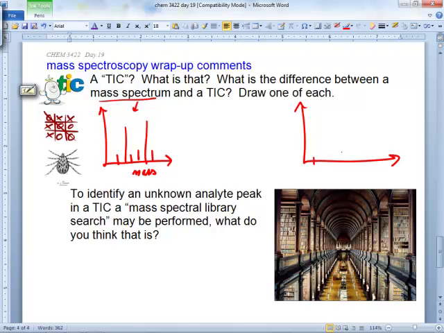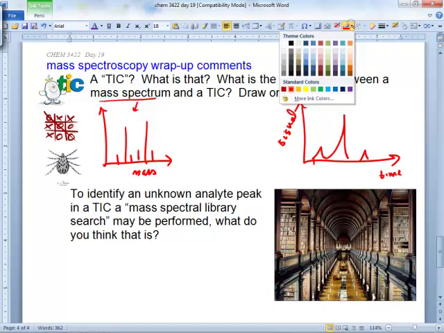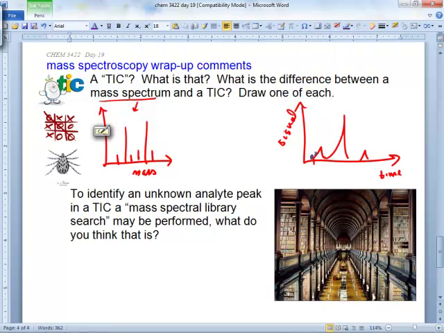So anyway, if you time... Let's make it look more like a GC, right? It looks just like a regular GC chromatogram, right? A TIC does. But what is it? It's actually not these nice smooth lines. It's actually dots. But they're so close together, you can't even tell.